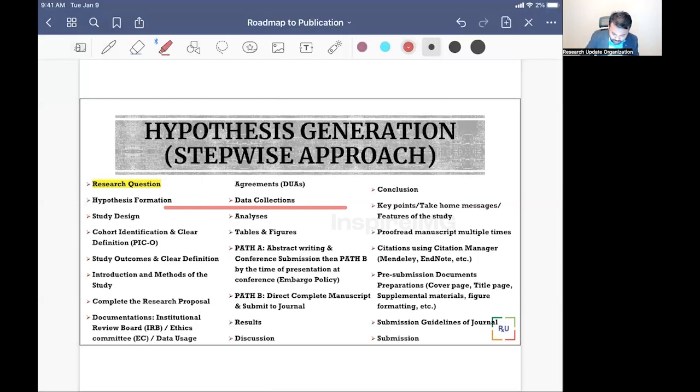So this is your whole phase 1 of steps. At Research Update Organization, we make sure that we organize the full data. We do data usage agreements with everyone, and we make sure that until phase 1, the data collection, we will teach you side by side while you are learning the concepts of research, in as little as 1 month.